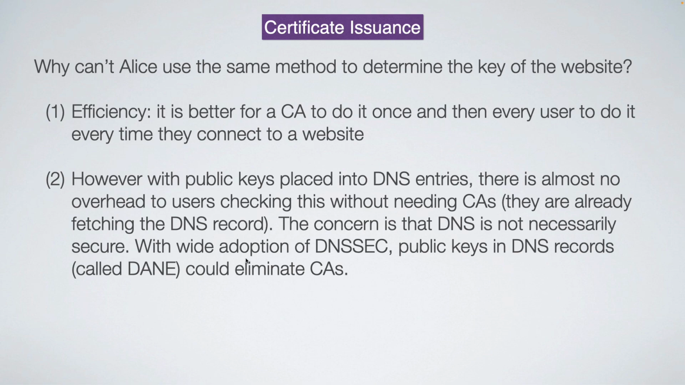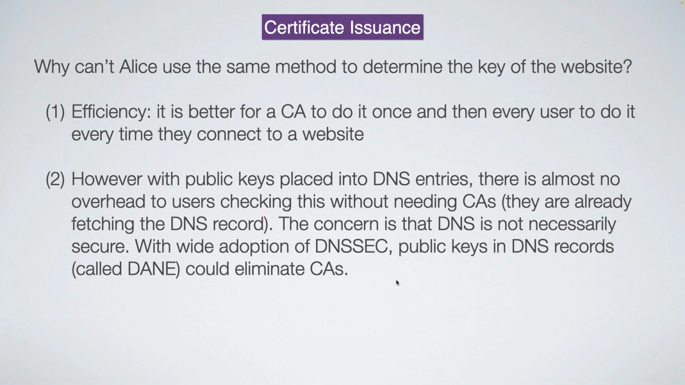But anyways, I'll talk about it here. So why can't we use the same method? Sometimes it's better for the CA to do it once instead of having every user do it. But with public keys and DNS, that's a special case because we're already checking DNS anyways. And so if we had wide adoption of DNSSEC, then we could put keys in DNS records, which is called DANE.